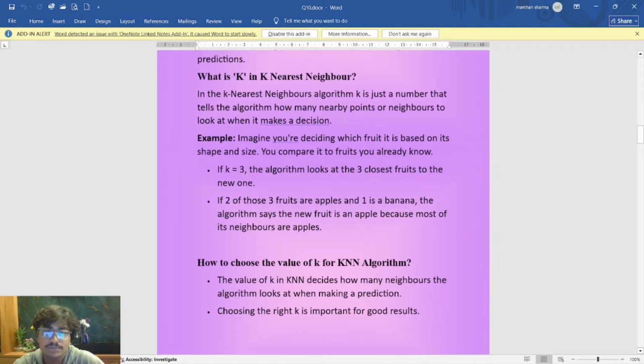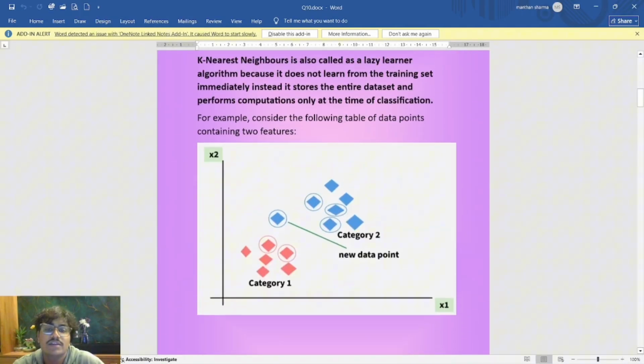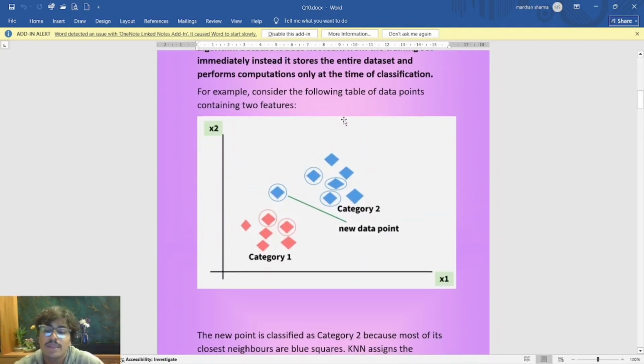For example, imagine we have two categories: red diamonds representing category 1 and blue squares representing category 2. So, if a new point appears and its nearest neighbors are blue squares, the algorithm will classify the new point as category 2. So, KNN works purely on proximity. The closer the point, the more influence it has.